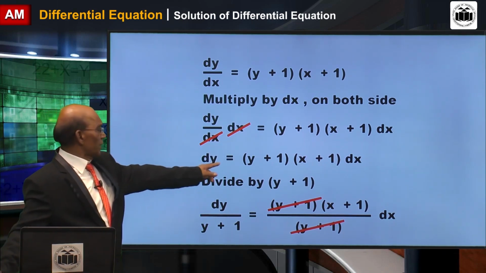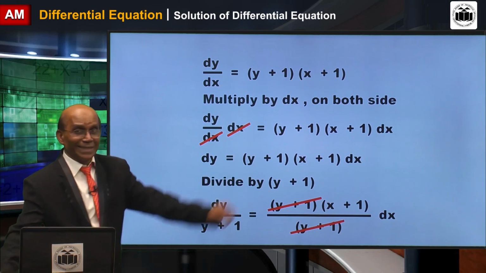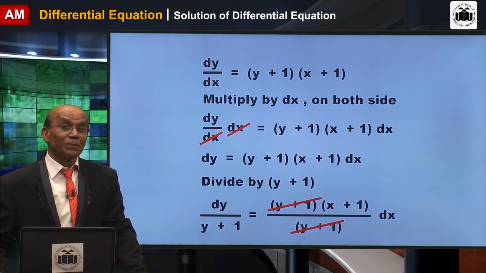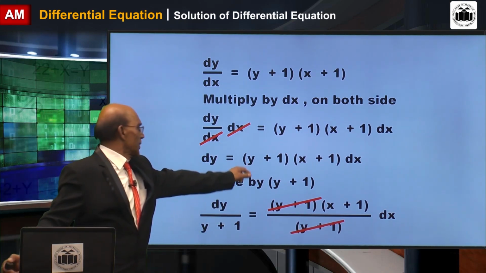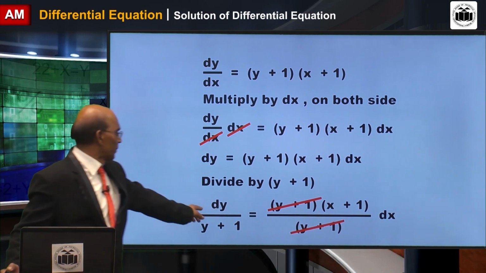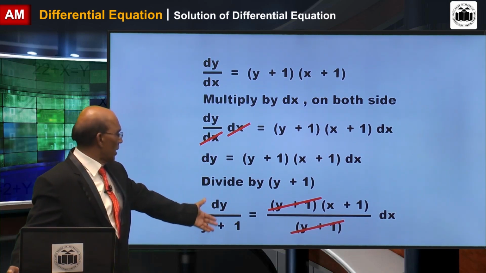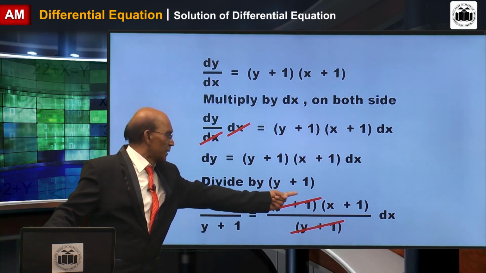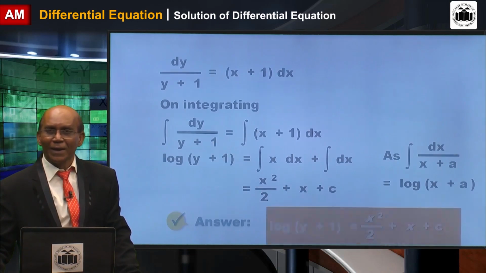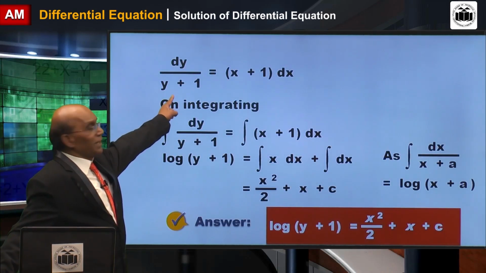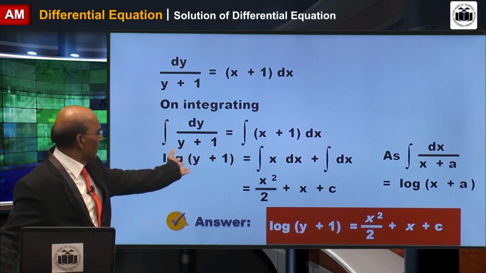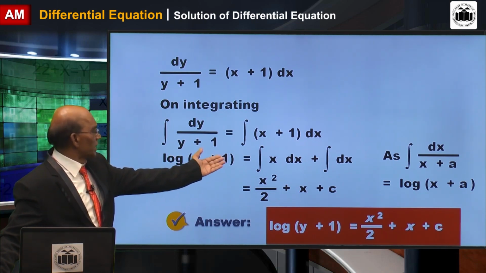Now dy equals to y plus 1 into x plus 1 dx, but this is not a variable separable equation, because our aim is that the variables must be separable, and here the variables are not separable, and hence we divide by y plus 1. Now on the left hand side we get dy upon y plus 1, and on dividing, that term gets cancelled, so that is x plus 1 dx. Now the variables are separable here, and hence on integrating by using the rule and other formulae, log of y plus 1 equals to integral x dx plus integral dx.